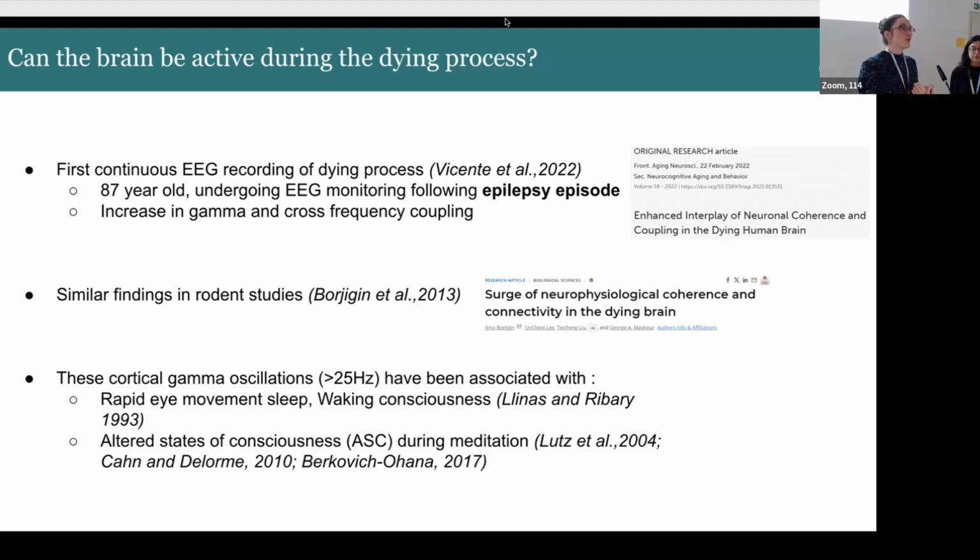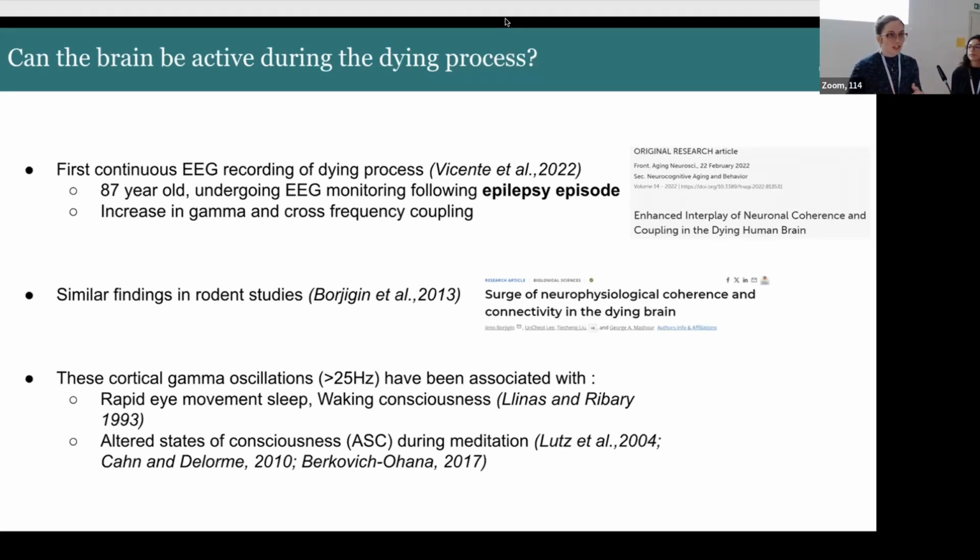The first ever continuous EEG recording of a dying human brain was only reported back in 2022. This received a lot of media coverage, which we won't go into. The authors showed an increase in gamma power near death after cardiac arrest, as well as phase amplitude coupling between these high frequency gamma bands and lower frequencies such as alpha. This suggests a coordinated pattern of activity, not just an isolated surge in gamma. Similar findings have also been reported in animal studies, such as in rodents.